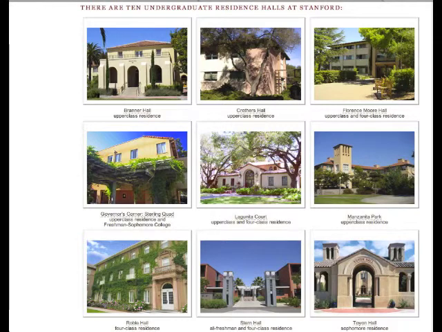The business school is one of 7 schools at Stanford University, in addition to the schools of humanities and sciences, earth sciences, engineering, law, medicine, and education.